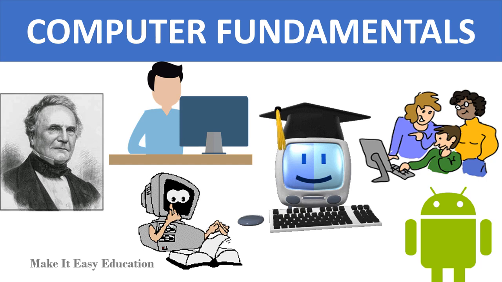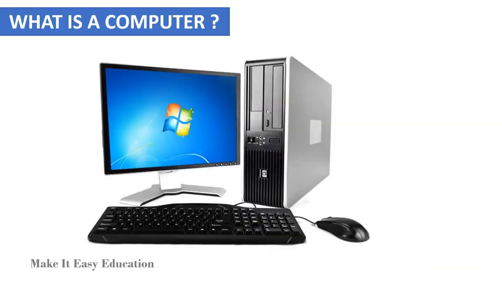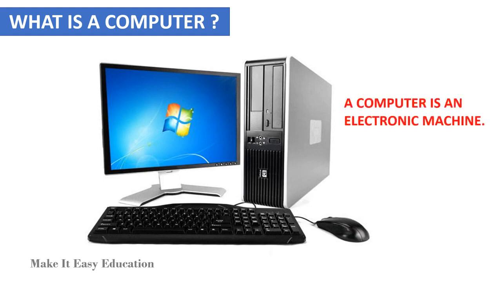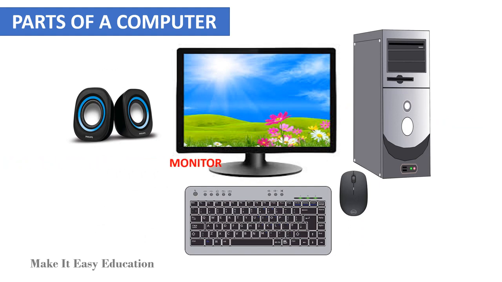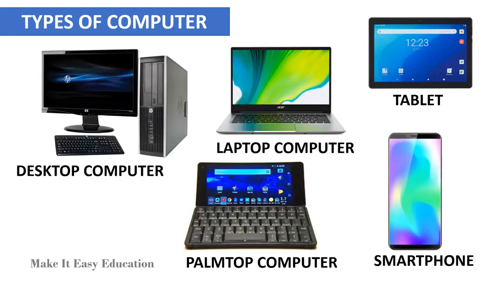Computer fundamentals. What is a computer? A computer is an electronic machine which helps to solve problems easily. Parts of a computer: monitor, CPU, keyboard, mouse, speaker are the main parts of a computer. Types of computer: desktop computer, laptop computer, tablet, palmtop computer, smartphones are some types of computer.